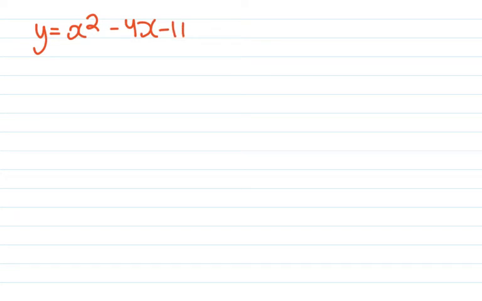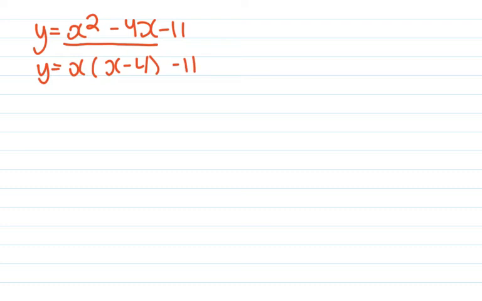So for this one, if we wanted to factor, we would find two numbers that multiply to negative 11 and add to negative 4. Well, that's not possible, so we're going to partially factor. So we're just going to look at the first two terms. We're going to ignore the negative 11 for now. We're going to look at those terms and say, what can we factor out from those two terms? In this case, we can only take out an x. So we're going to have y equals x, bracket, x minus 4, bracket, and then leave that negative 11 on the end.